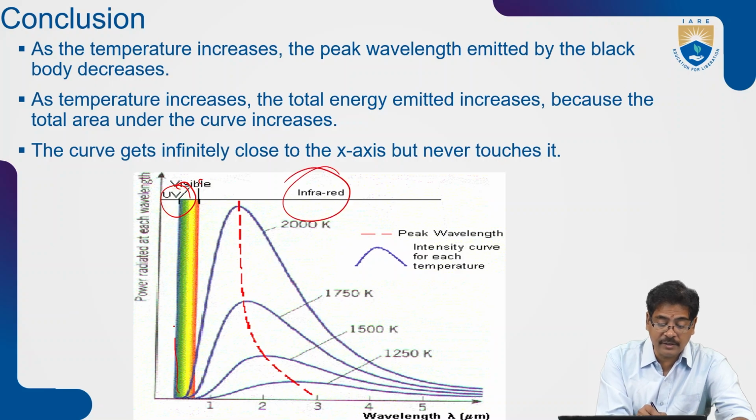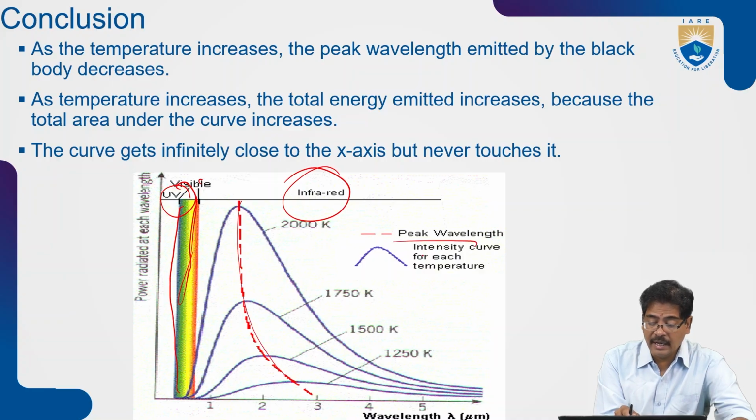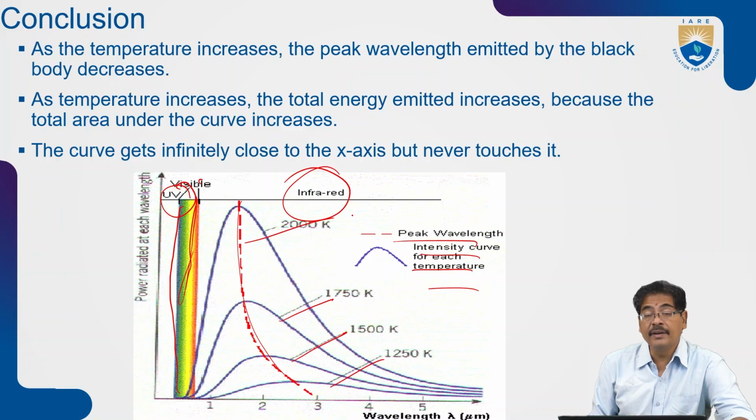So in the visible spectrum, we have the power radiated at each wavelength, right? This is a peak in wavelength, this is a peak in wavelength, and the intensity of the curve for each temperature, that is at 1215 Kelvin, 1500 Kelvin, 1750 Kelvin, and 2000 Kelvin. We see the variation between intensity and the power radiated.